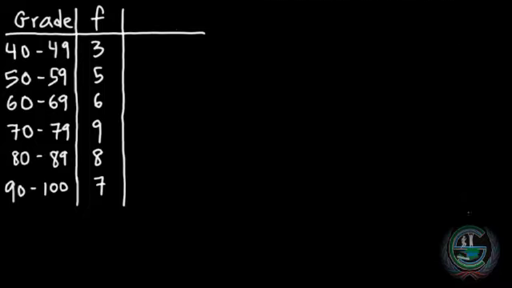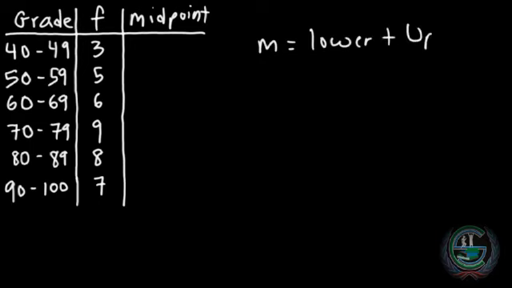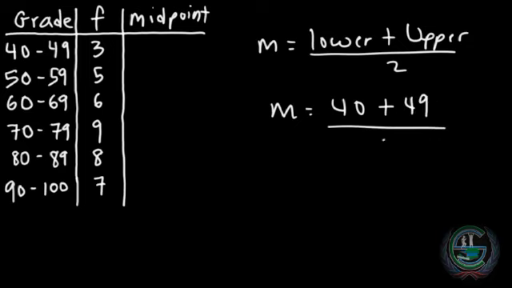So let's take this one step at a time. Let's calculate the midpoint values first. The midpoint is going to be the lower boundary of the interval plus the upper boundary of the interval, divided by 2. So in the grade interval of 40 to 49, the lower boundary is 40, the upper boundary is 49, divided by 2. So we get 89 divided by 2, which is 44.5. So that's the midpoint for this interval.